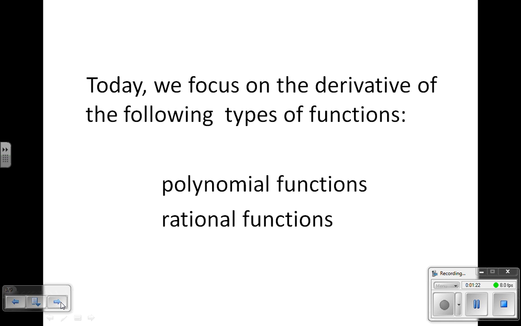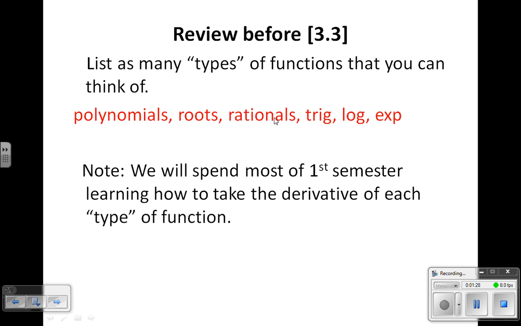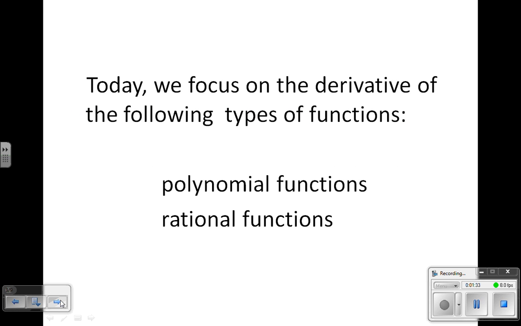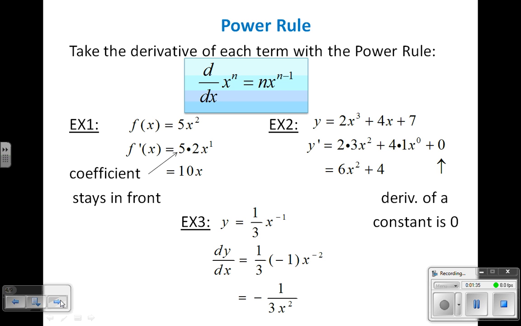By the end of chapter 3, you'll know how to take the derivatives of all of the ones that were listed in red a minute ago: trigonometric, logs, exponentials, and so on. Okay, so first one, power rule. Everybody's fond of this one because it's so nice and quick.